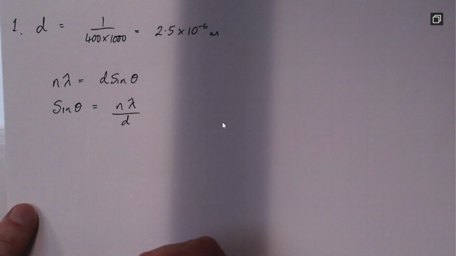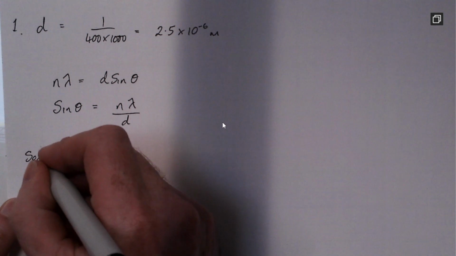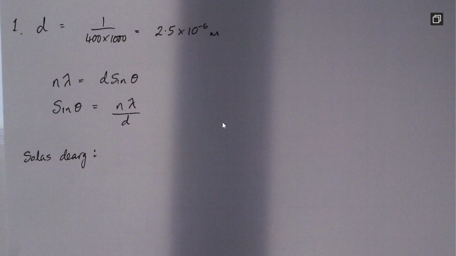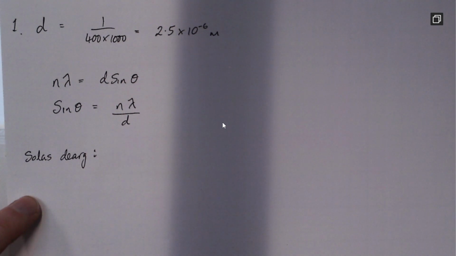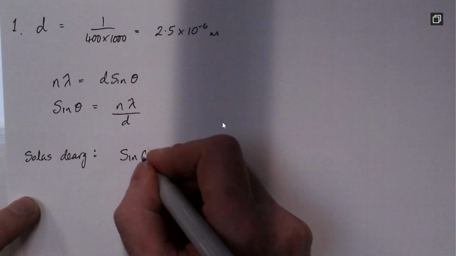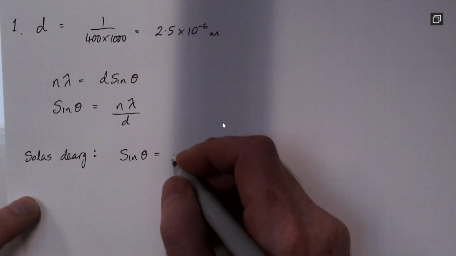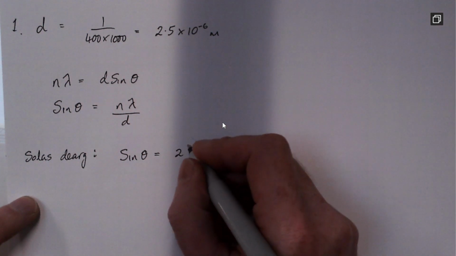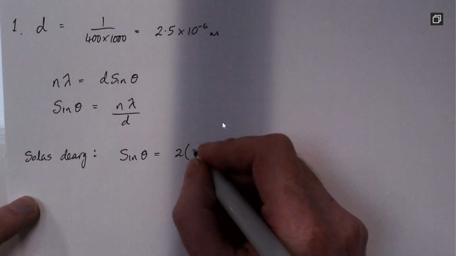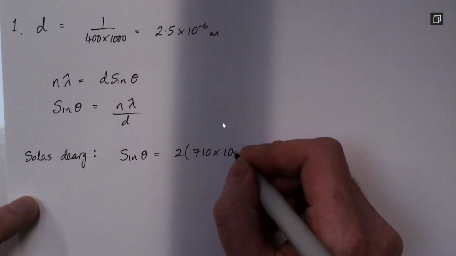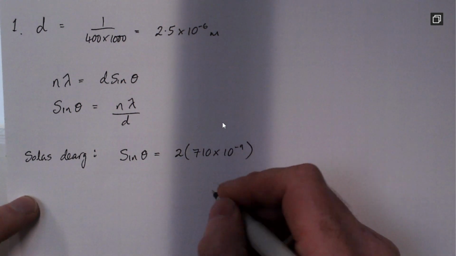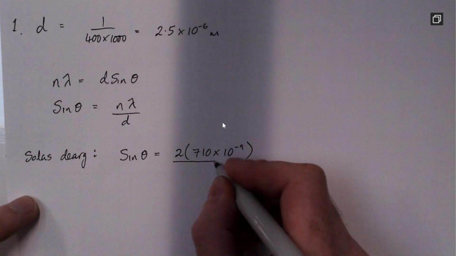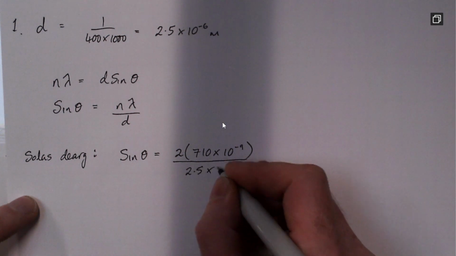So now we solve for the wavelength and theta. So for sine theta, this is the second order, so n equals 2. The wavelength is in nanometers, so 10 to the power of minus 9, and d is 2.5 by 10 to the power of minus 6.